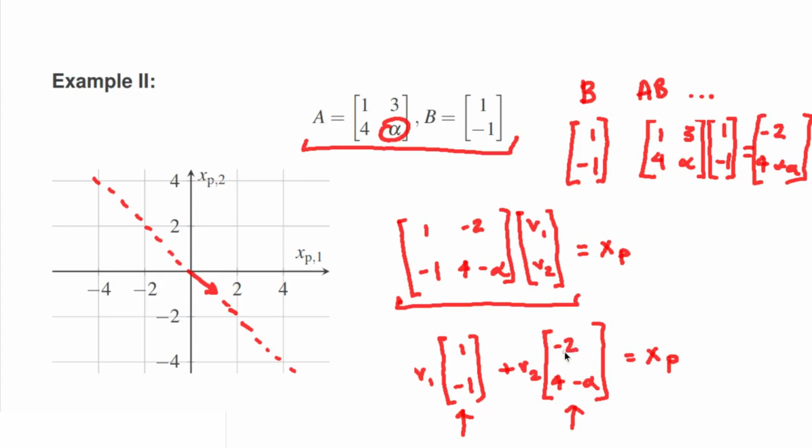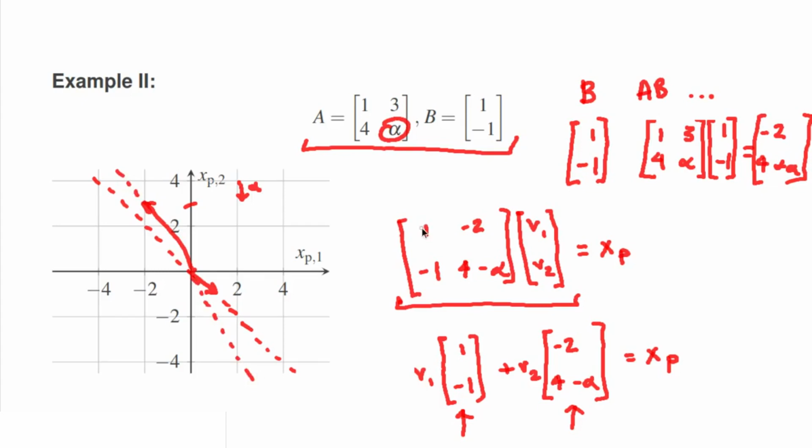This vector is the vector minus 2, 4 minus alpha. So minus 2, 4, and then minus alpha. Let's just denote the distance alpha like that. And minus 2, 4 minus alpha, so that's that point there. And so we get a vector that looks something like that. And therefore, by picking different values of v2, we can achieve every single point along this line.